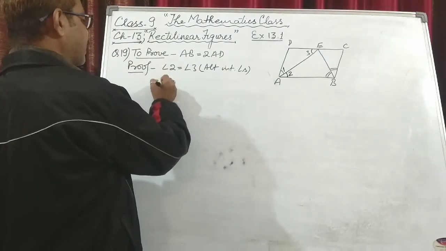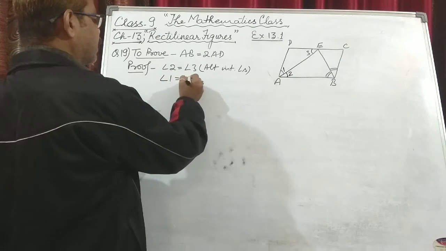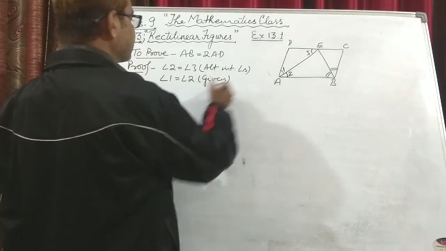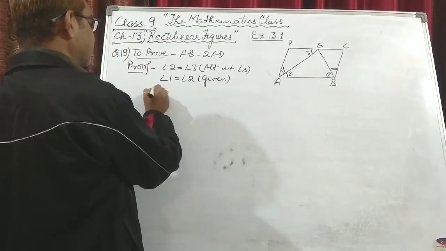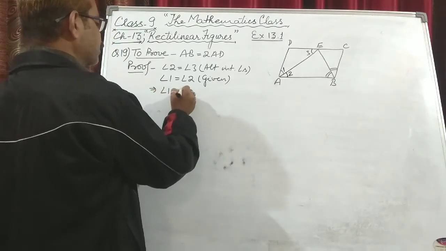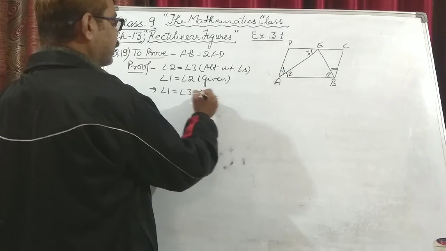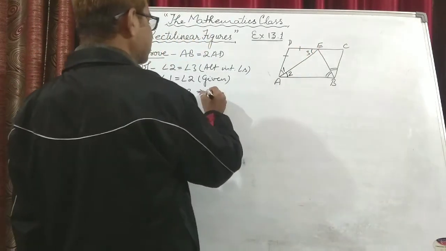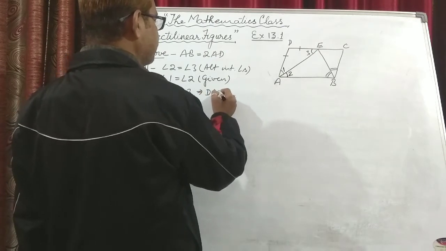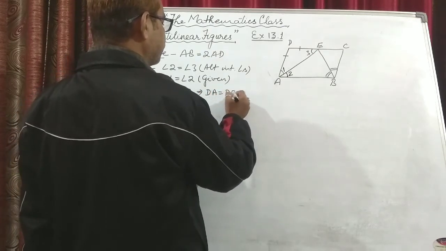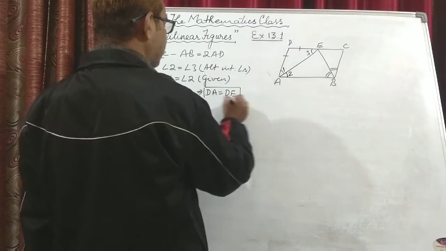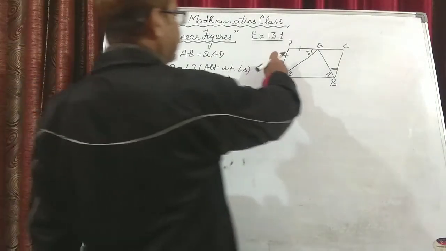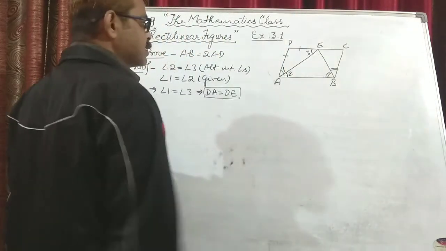At the same time, angle 1 is equal to angle 2 because it is given. So we can say this implies that angle 1 is equal to angle 3. If angle 1 and angle 3 are equal, it means these sides are equal. It means that DA is equal to DE, part 1. We have proved the first part. I mean to say half of the question is done.